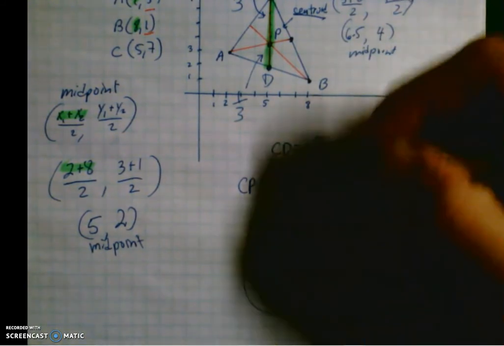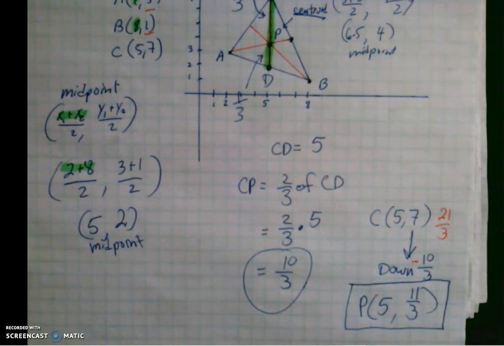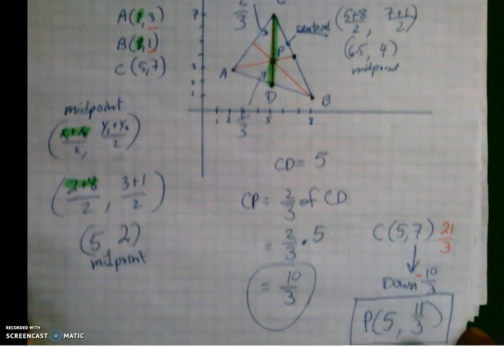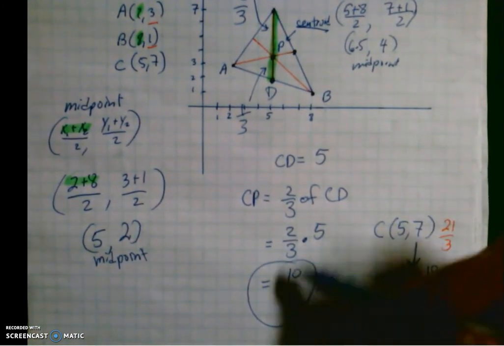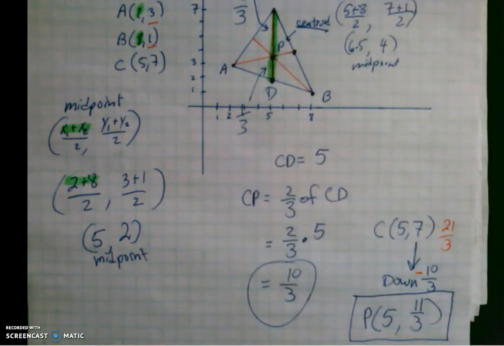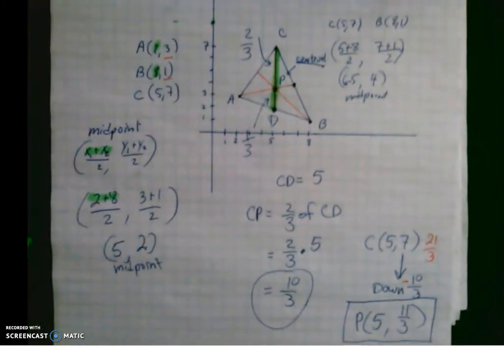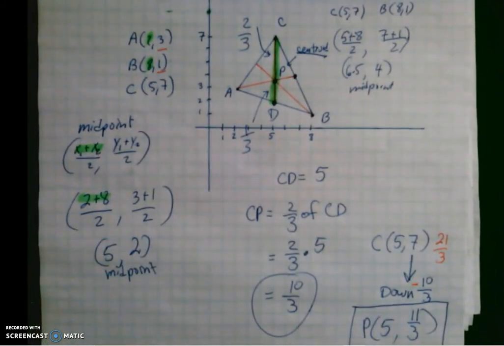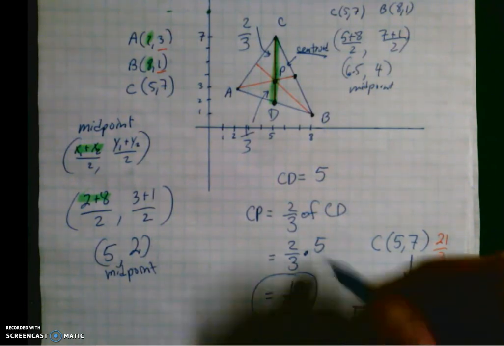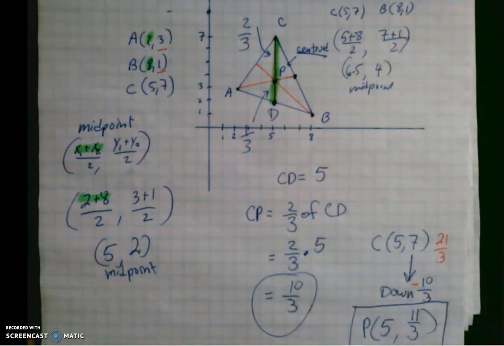This 10/3 here is the distance downward to P. We had to do that because if this came out as a whole number, it'd be real nice. We'd just count. But it didn't, so we have to use fractions and subtraction. There you go. That's how you do it this way. In part 2 of this video, I will show you how to use GeoGebra to maybe save you some time, but also to verify that it's actually 5, 11/3. So check that out in part 2.